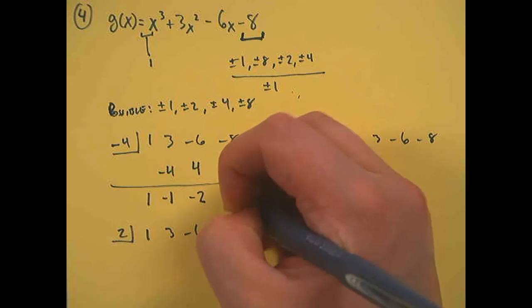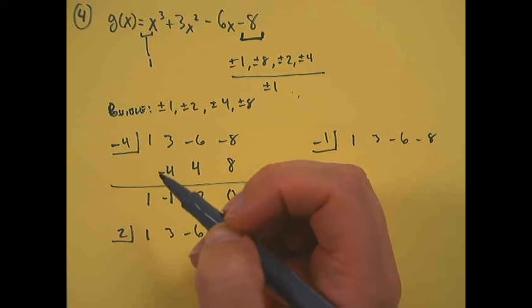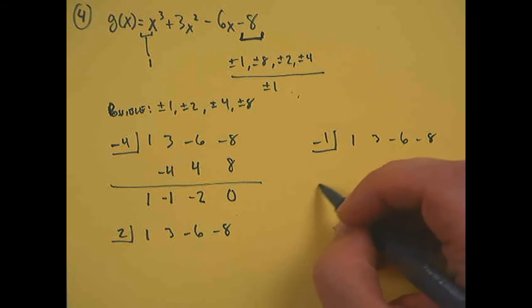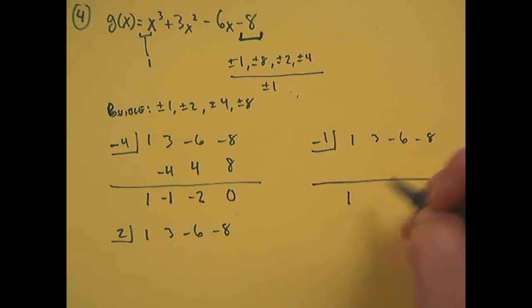Multiplying, we get positive 4. Adding, we get negative 2. Multiplying, we get positive 8. Adding, we get 0. So yes, negative 4 is a factor. So it's a real root. X plus 4 would be the factor.